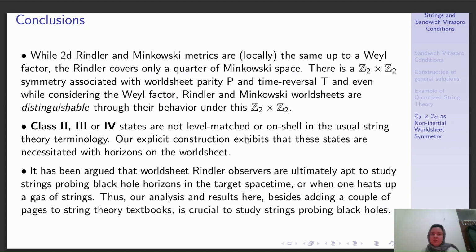As a conclusion, while 2D Rindler and Minkowski symmetries are locally the same up to a Weyl factor, they can be distinguished according to their behavior under this Z2 cross Z2 symmetry. And while these 2 classes of states are not level matched or unitary in the usual string theory terminology, they can naturally arise when we have horizons on the worldsheet. And horizons on the worldsheet are important when we want to study strings probing black hole horizons. Thank you.